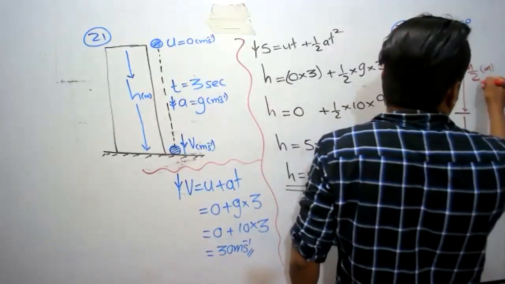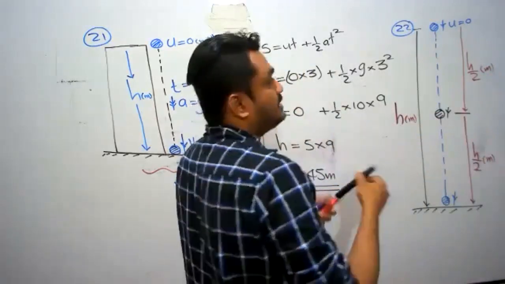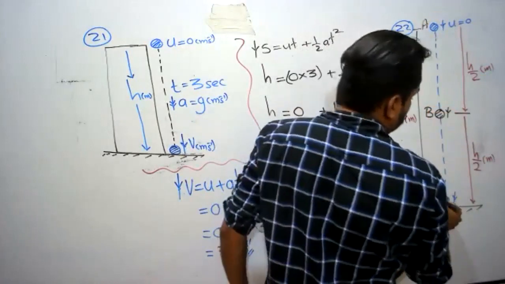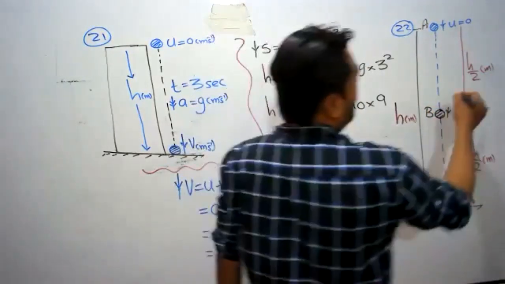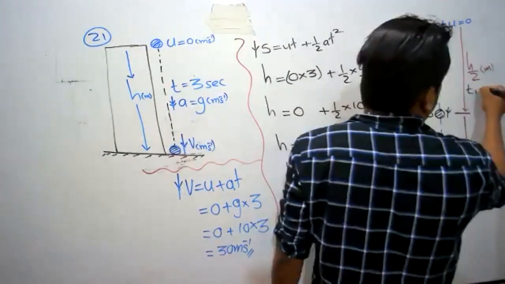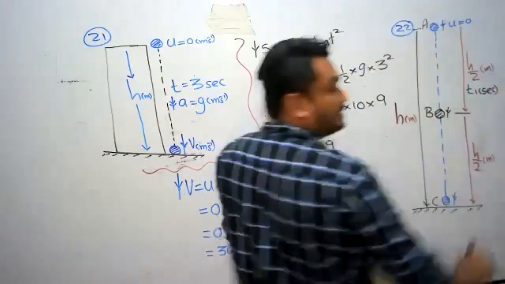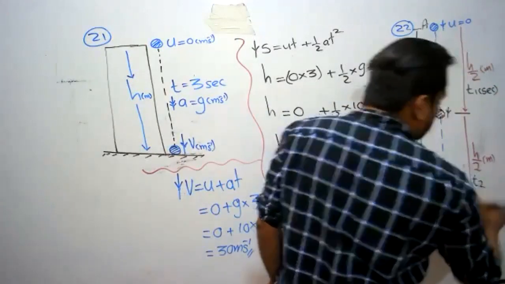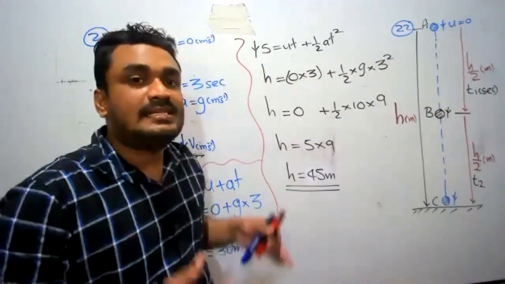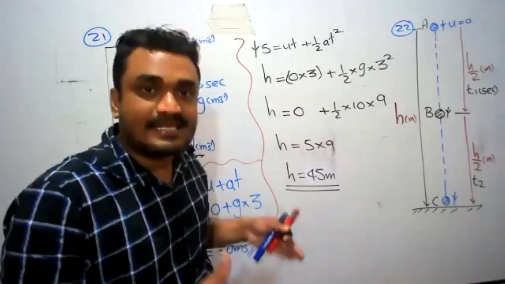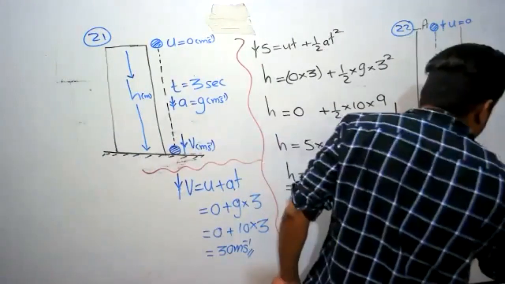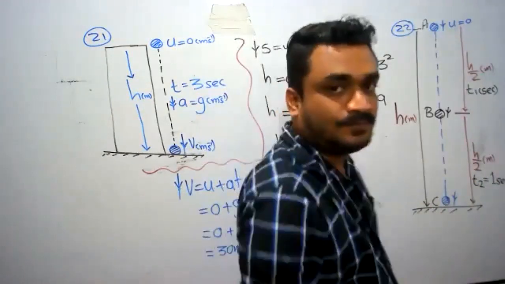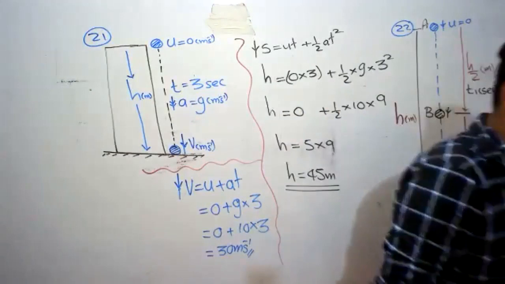Let me mark some points to explain this question easily. Let me mark this point as A, this is B, this is C. The time taken for the object to travel from A to B, let me take it as T1 seconds. The time taken to travel from B to C, let me take it as T2. T2 is the last second, so T2 should be 1 second. Draw the figure here, quickly.